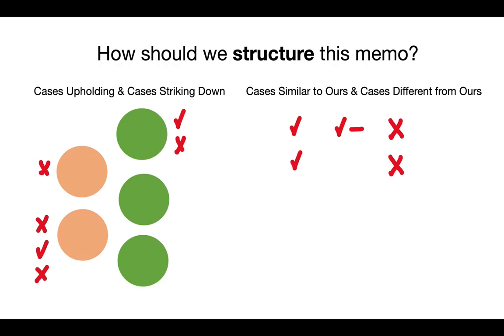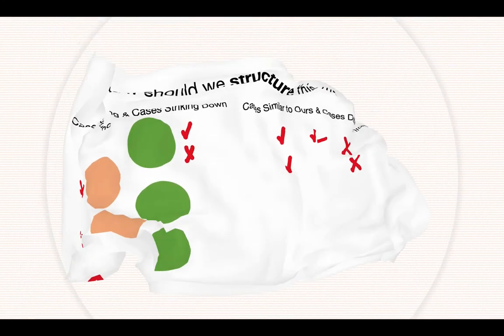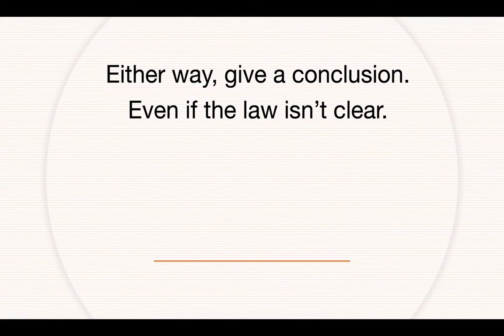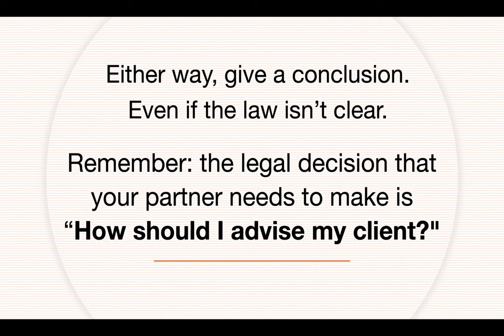So I think either way could approach this fine, and it's about finding the way that allows you to write the most effectively. And regardless, what you want to be clear about is some kind of conclusion, even if the conclusion is that the law is not clear. Because ultimately, we know that the legal decision that your partner needs to make is just this: how should I advise my client?